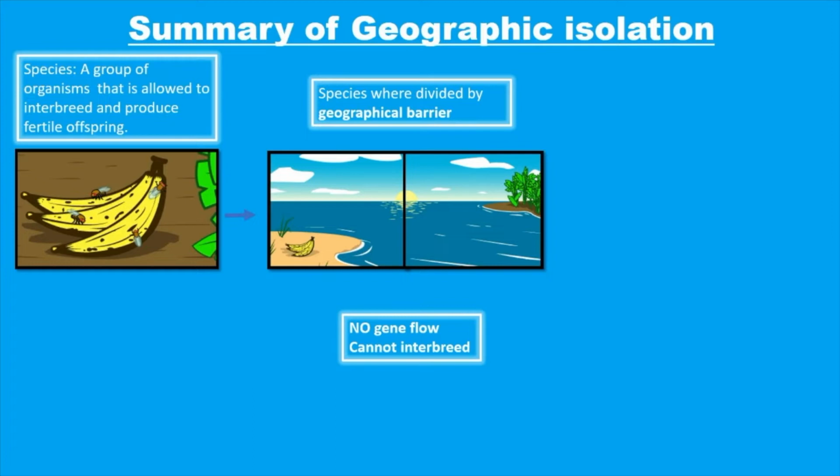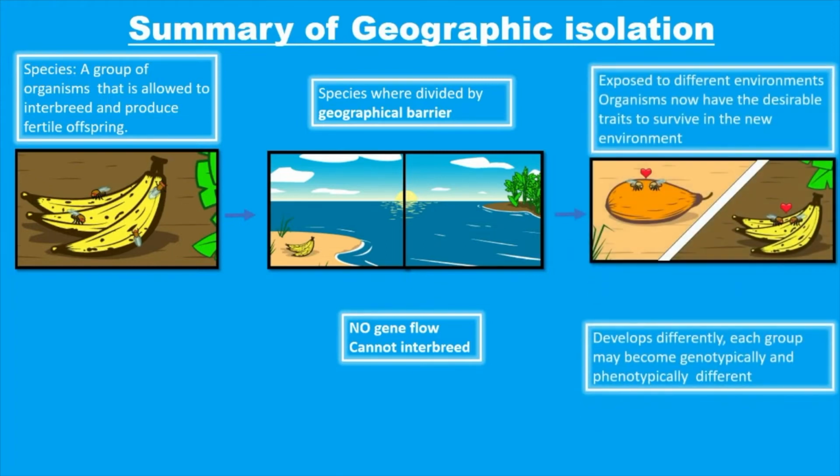So what it caused was that there was no gene flow between these two species, and they cannot interbreed with one another. Due to the different environments that these species were exposed to, the organisms with a desirable trait survived in this new environment. This caused a change in the species and the development of different genotypical and phenotypical differences. So the species became genetically different from one another and also phenotypically different from one another.